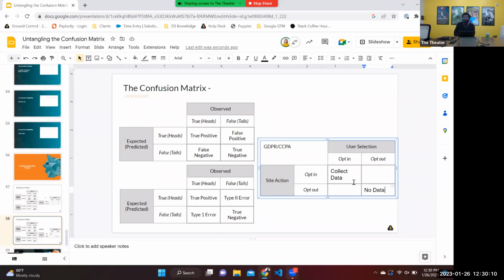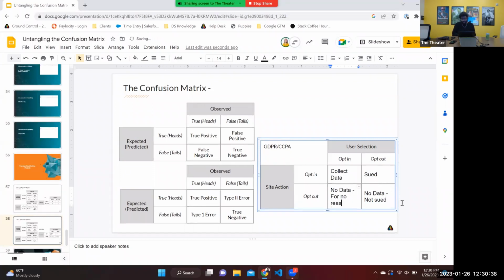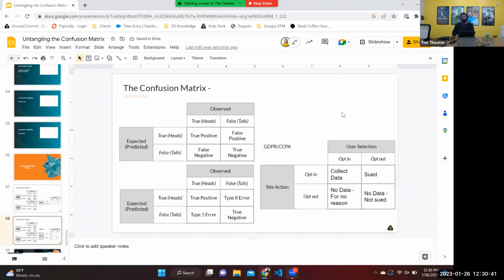But now let's talk about what happens with our false classes here. If a user has opted in and we treat them like they opted out, then we don't collect data. If a user has opted out, but we treat them like they opted in, then we could end up being sued big time. And because these two are the same, this is no data, but we're not sued, just for more context. And this is no data for no reason. So now we take a look at this and we see what we have to work with here.